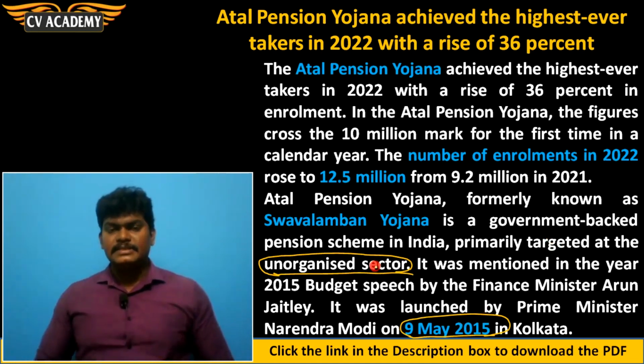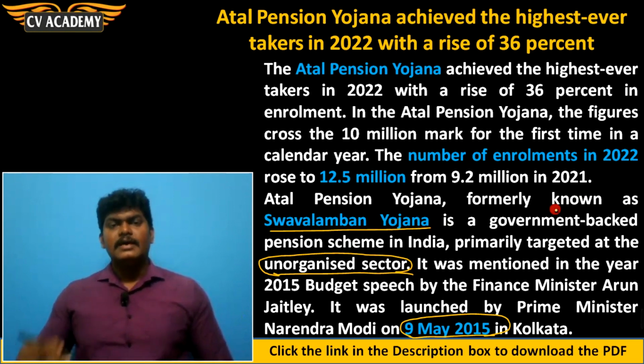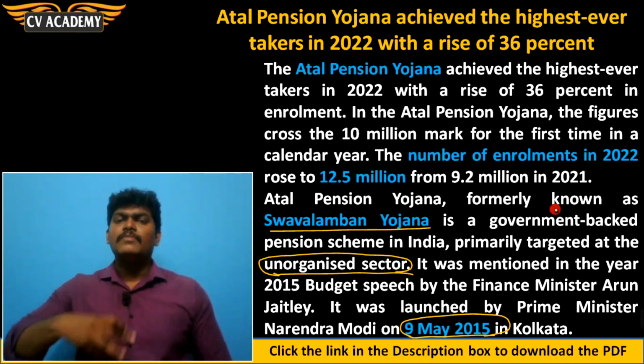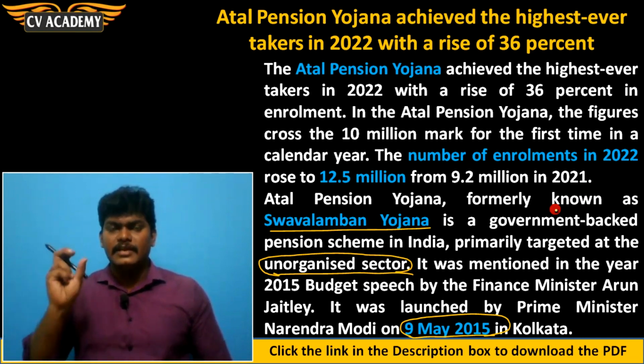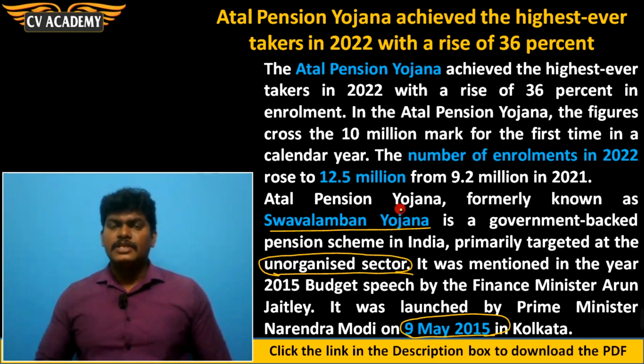Previously, there was a similar pension scheme for unorganized sector people called Swablamban Yojana. That scheme's name was changed to Atal Pension Yojana. Actually, year on year, more and more people from the unorganized sector are joining this Atal Pension Yojana scheme.